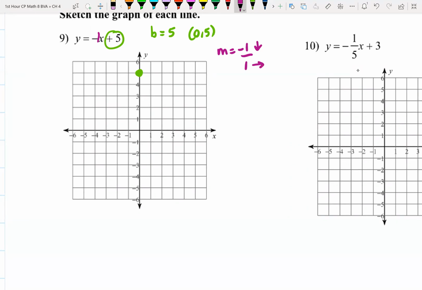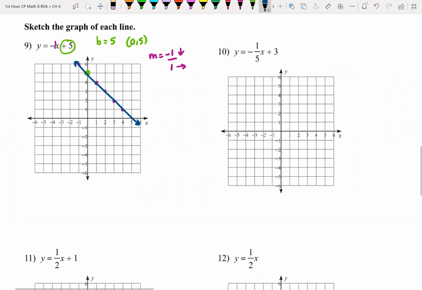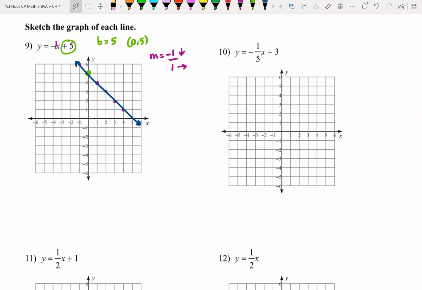So we're going to start at the y-intercept and go down 1 to the right 1. And repeat this pattern a few times of going down and to the right. And you can reverse it and go up and to the left. And now you can draw a line through your points with arrows at both ends. Graph this without a table. That must have felt pretty good, pretty fast to do it. All right, let's look at number 10 next.